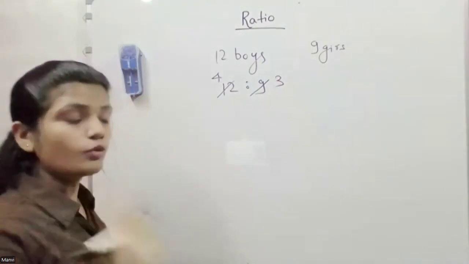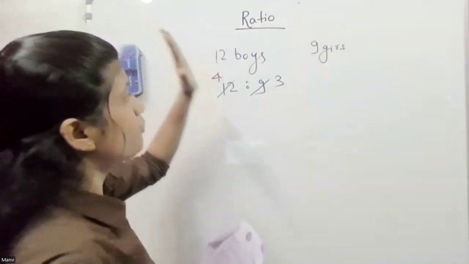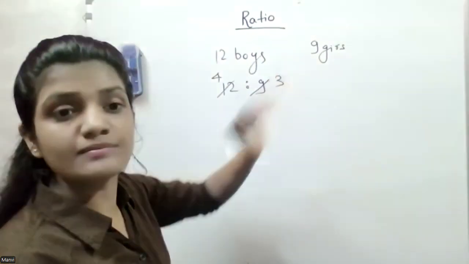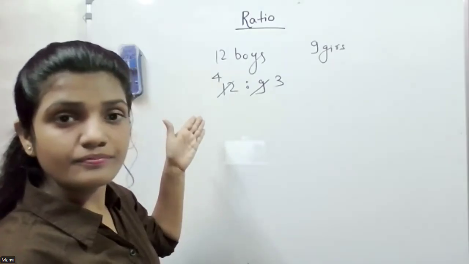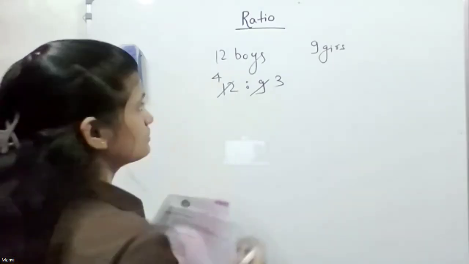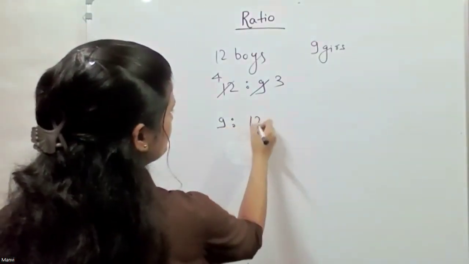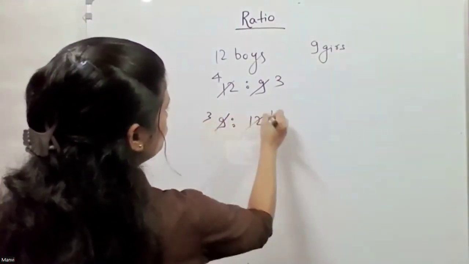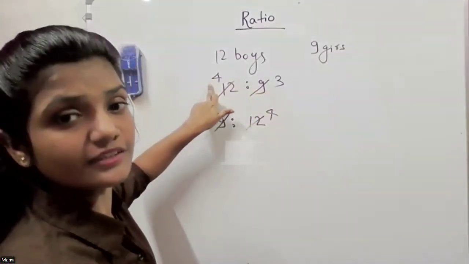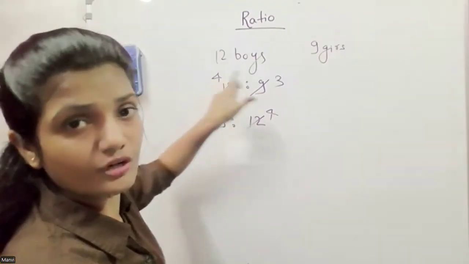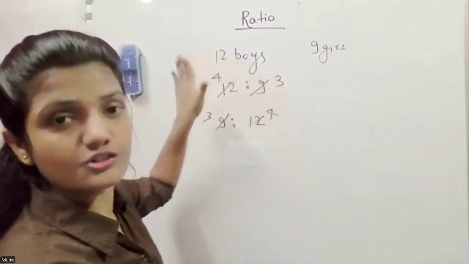One more thing we need to keep in mind is that here I asked boy ratio girl. Sometimes I may ask what the ratio of girls to boys will be. Then it is 9 to 12, which is 3 to 4. We already calculated that the ratio of boys to girls is 4 ratio 3, so the ratio of girls to boys will be 3 ratio 4.